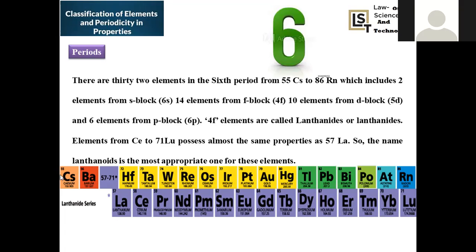So the entire period, let us count: 1, 2, 3, up to 32. So these many elements make it the longest period in the periodic table, which is associated with 2 s block elements, 10 d block elements, 14 f block elements, and 6 p block elements.